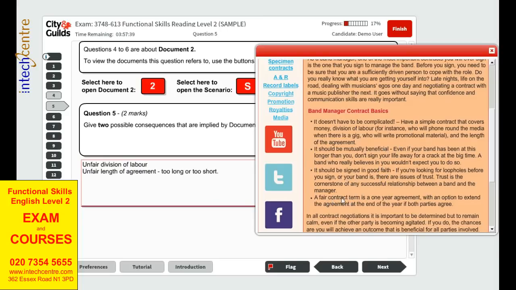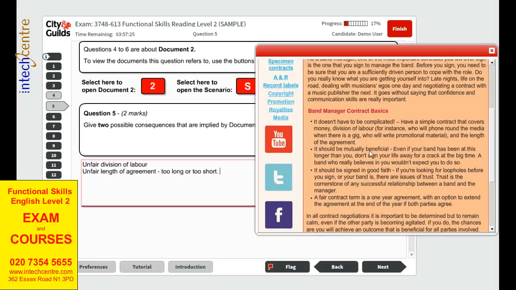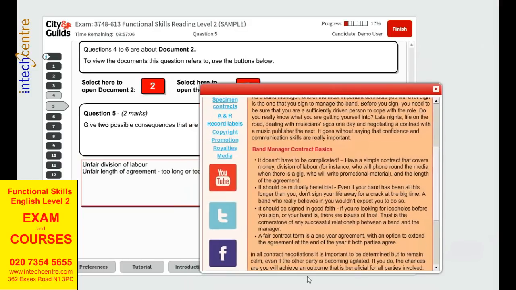You could also have a fair contract term is 1 year. So you could say it could be shorter than 1 year, longer than 1 year is unfair. There could be issues of trust. So you sort of have to see over here, it's not going to give you the answer straight away. Obviously, you will have to use some of your logic and your knowledge to see that this is what our contract should look like, and I should flip it around and derive from here what the consequences could be if unfair contracts are negotiated.